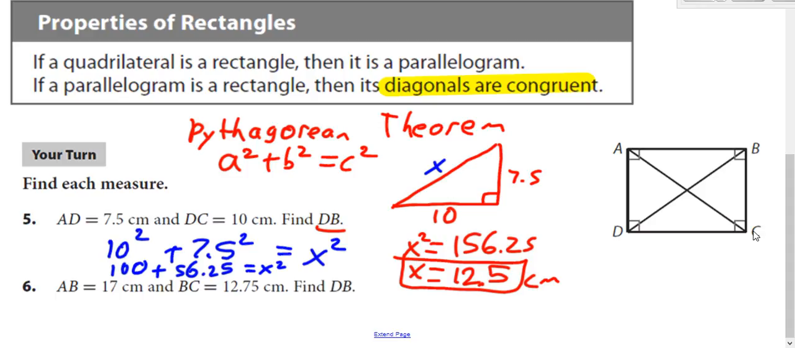Now for the next one, AB is 17. BC is 12.75. Trying to find DB, so we could call the opposite sides congruent because we know that they are. Or if you just found what diagonal AC was, since the diagonals are congruent, you could just do it that way. Whatever you get for AC, you would also get for DB.